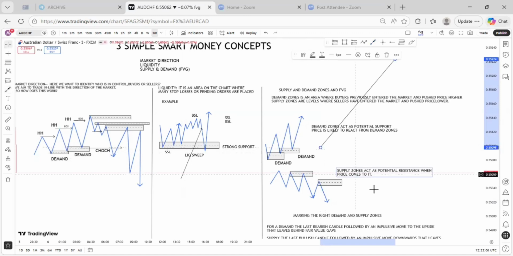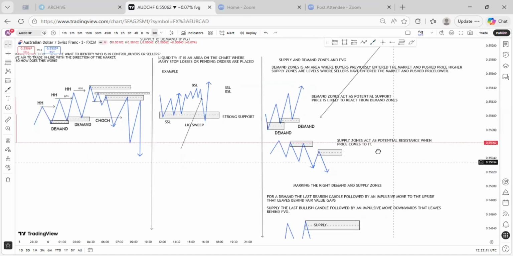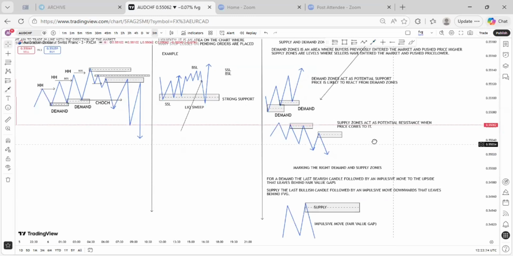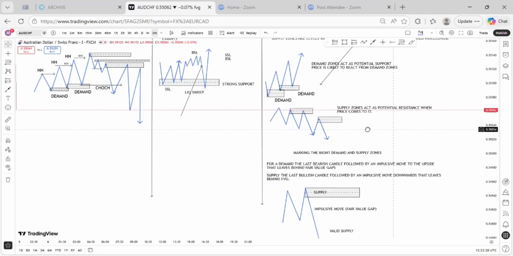Now, how do we know the right demand and supply? How do we know the right demand and supply? Now, how to mark out the right demand and supply zones. So here's where I will talk about the fair value gap, which is very, very important, because the fair value gap validates our supply or demand zones. If we don't see a fair value gap or impulsive move on our supply and demand levels, that demand or supply is not valid. So the fair value gap is very important because it validates our trade. So it's very important you understand what a fair value gap means, right?